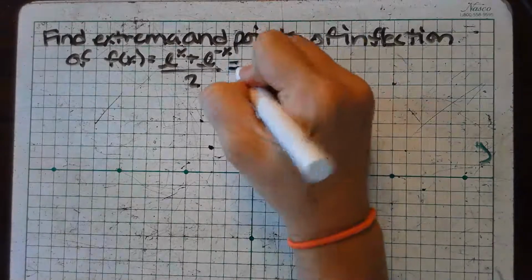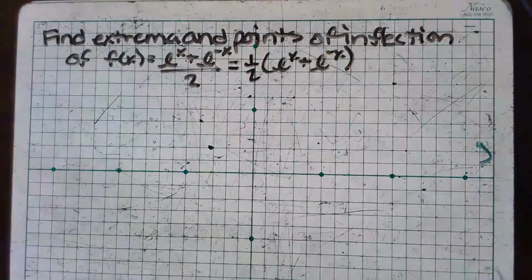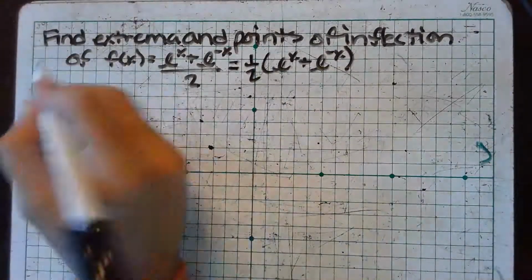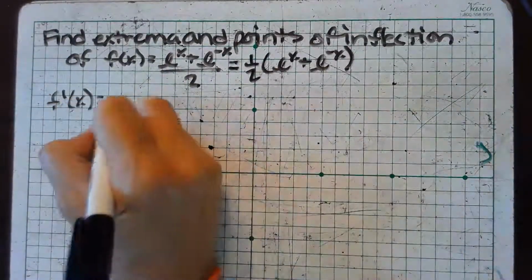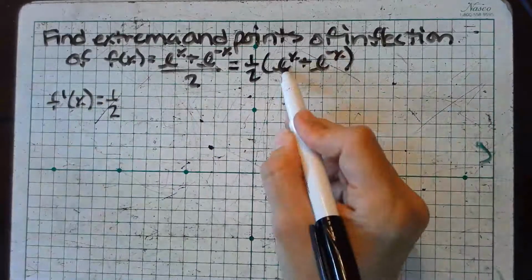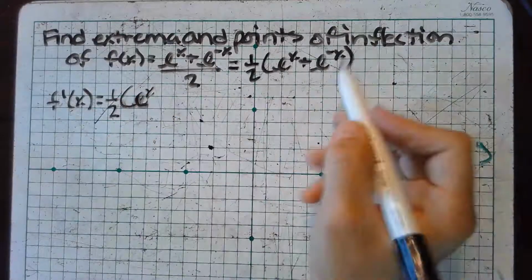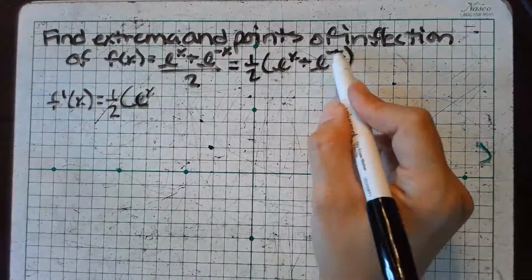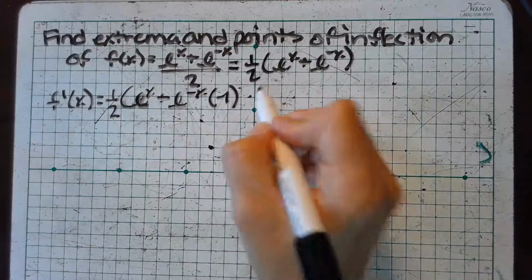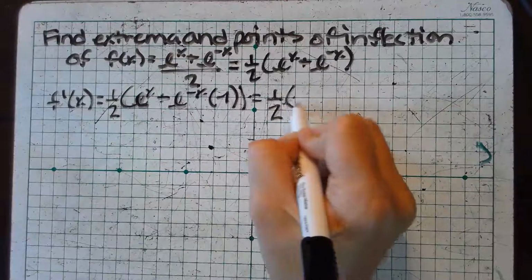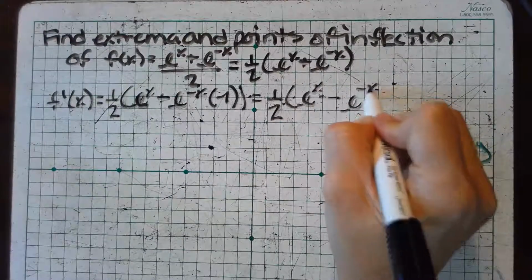Now you may want to rewrite this so it's 1/2 e to the x plus e to the -x. And remember, for points of inflection we need the second derivative, so we've got to first get the first derivative. Remember the 1/2. The derivative of that is just going to be e to the x. The derivative of this is going to be e to the -x, times -1. So this is 1/2 e to the x minus e to the -x.